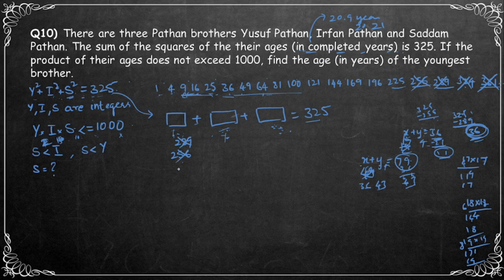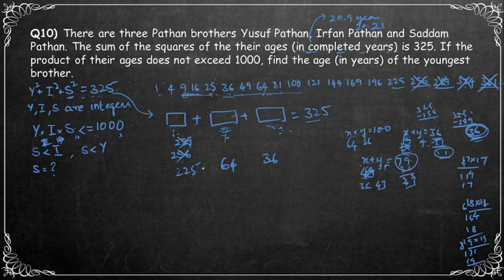Now let us take 225. If I take 225, the other two numbers should add up to 325 minus 225, so x plus y is 100. We need to find two numbers such that their sum is 100. If I take 81, the other number should be 19. It is not a possibility. If I take 64, the other number should be 100 minus 64, which is 36. So 36 is present. That means we have hit the jackpot. So this is 64 and 36.